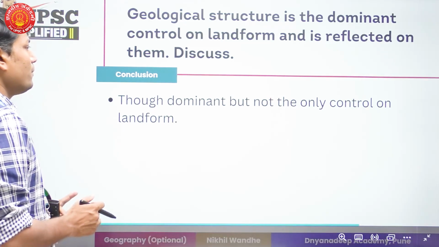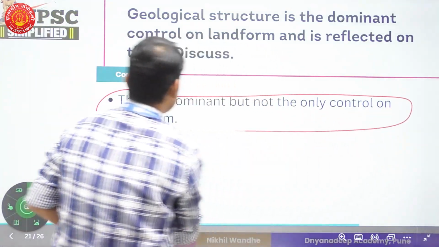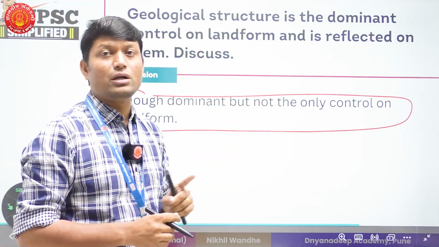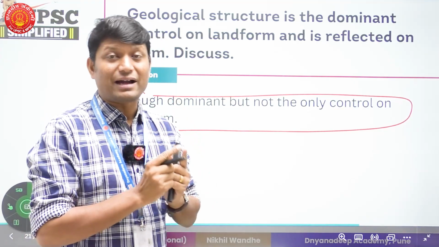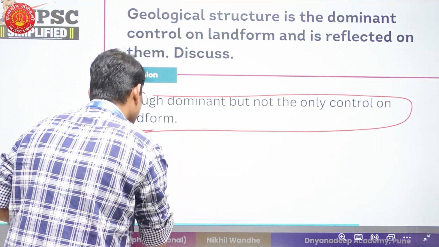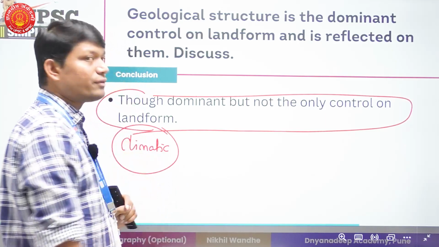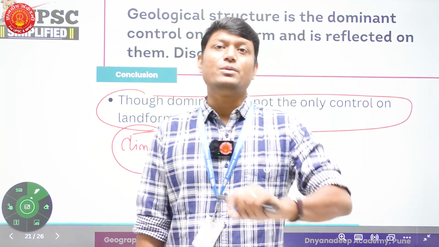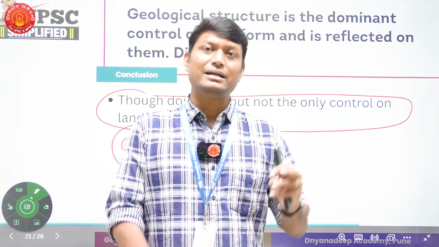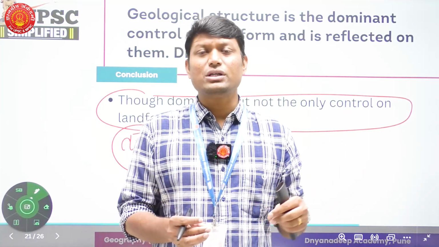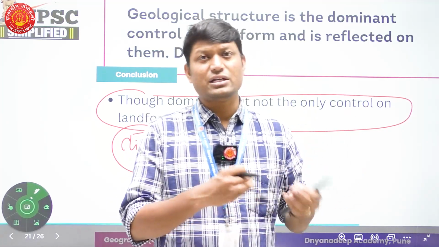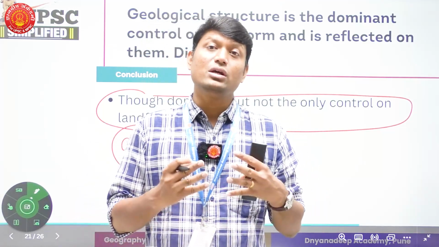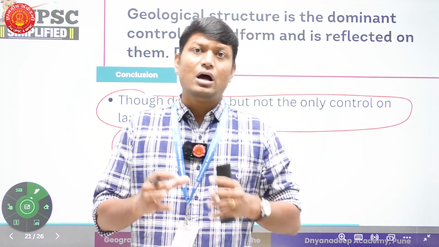Now in conclusion, what I am going to say, though geological structure appears to be dominant control, it is not the only factor. Also climate or climatic condition of a particular region plays an important role in the types of landforms which are formed in a particular region, right? And then I can add to my conclusion that if we look at landforms of arid region, glaciated region or subhumid region, they look different because there is a differential erosion in that particular case. Fine. So that was all about this particular answer.